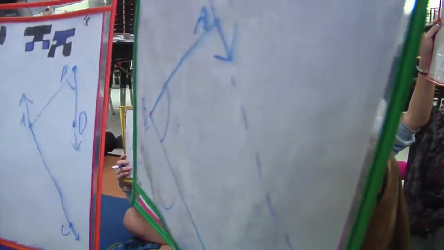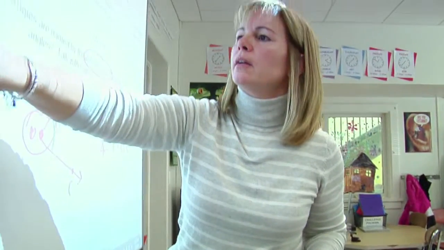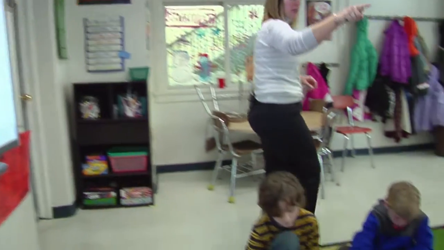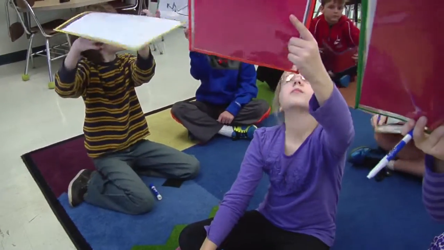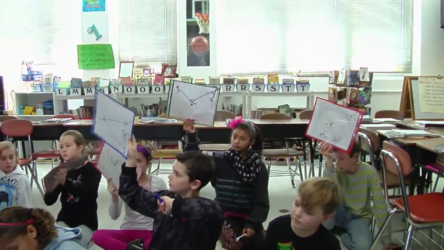Good. Nice. Are there more than one angles on your board? No. Yes. See if you can find another one. And if you find it, what do you need to put in the middle? Put the arc in the middle. Good, nice. Perfect. Logan, you got it? Yep. Lila, you okay down there?